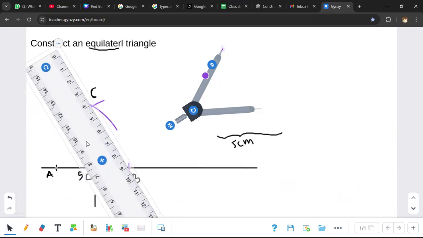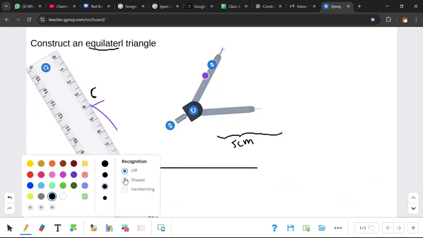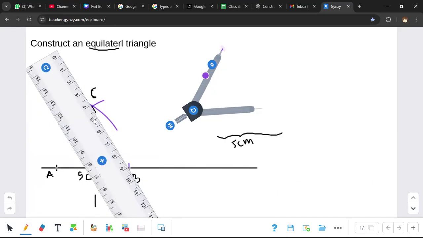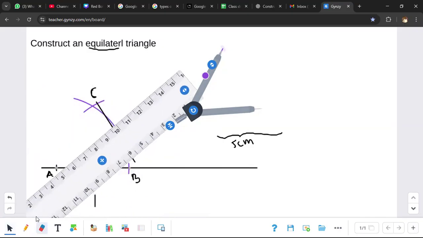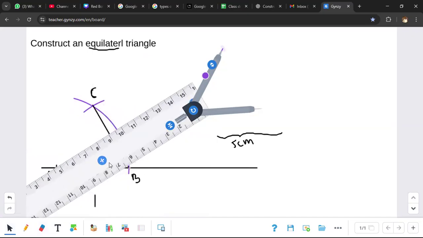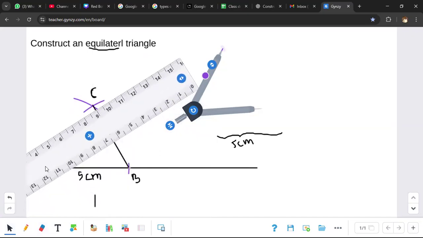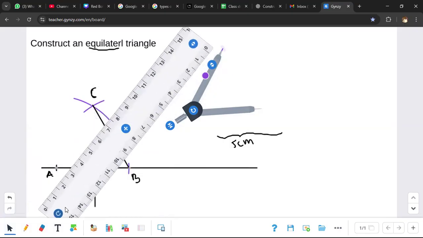Alright. So you have to take your ruler and connect BC and AC. So I am going to draw the lines, BC and AC, and then after that, you have to rotate the ruler.